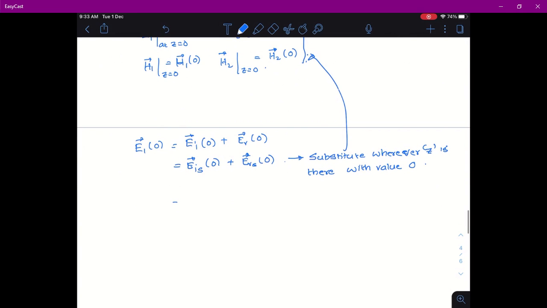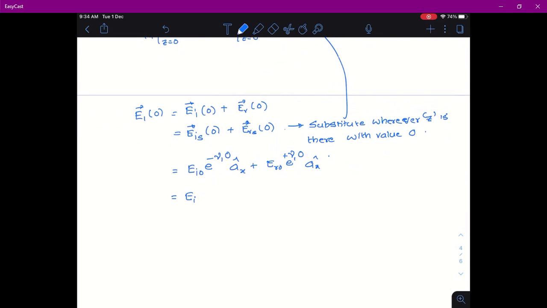Okay. So let's do that. So this is equal to EI0 e raised to minus gamma 1 into 0 AX cap plus ER of e raised to plus gamma 1 into 0 into AX cap. So this is equal to EI0 plus ER0. Sorry, they are not vectors because they are magnitudes in the direction AX cap.